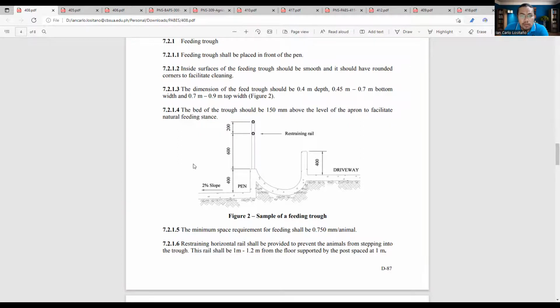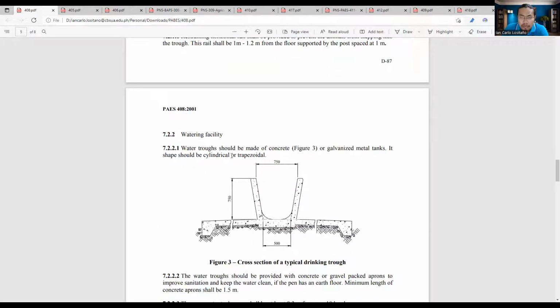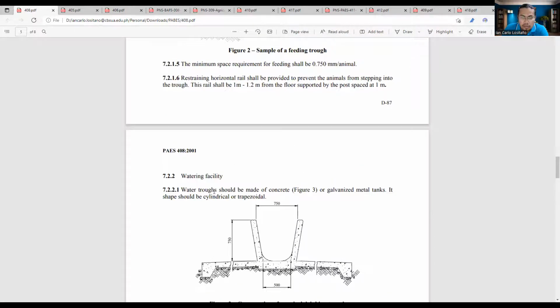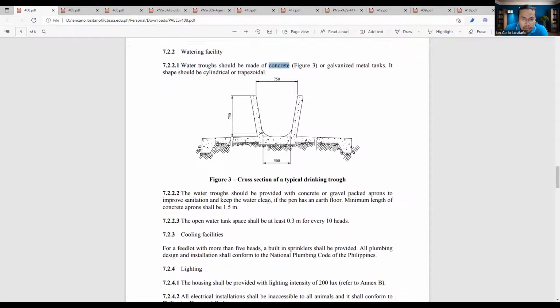And so there is also water, a water facility. It's called the water trough. When it says should, it's recommendatory. It is not in favor of the material indicated, but it is the best out there. Because it is recommendatory, it should be shaped cylindrically or trapezoidal. Take note of the coving on the sides for easy cleaning of the trough.